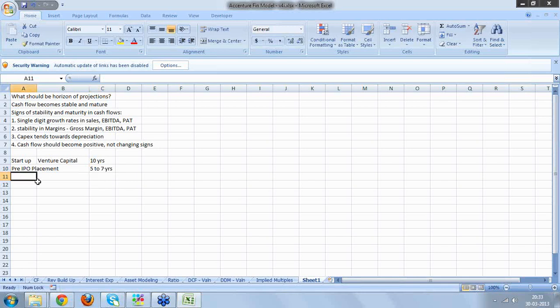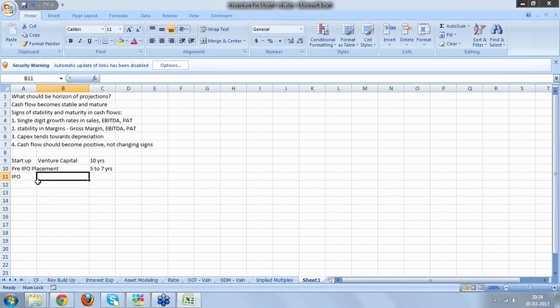Again, these are thumb rules. Once the pre-IPO placement has happened, the company has passed through a high growth phase, and it's tapping the market for an IPO. For an IPO, most of the regulatory bodies will ensure that financials for the last 5 years are available. If not 5 years, at least the last 3 years. So the company should have definitely completed all the startup phases.